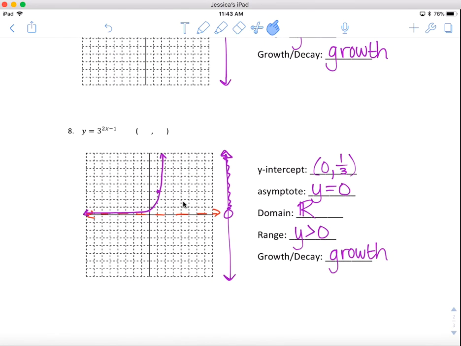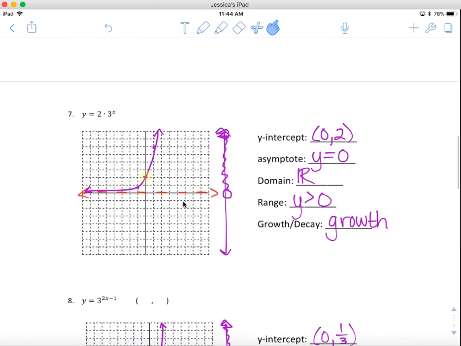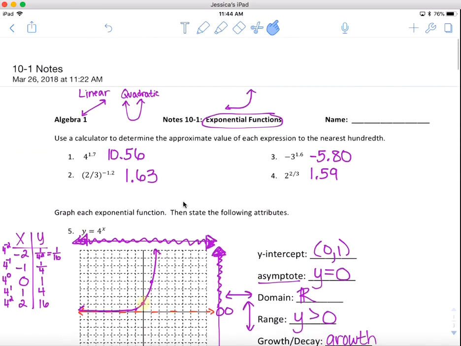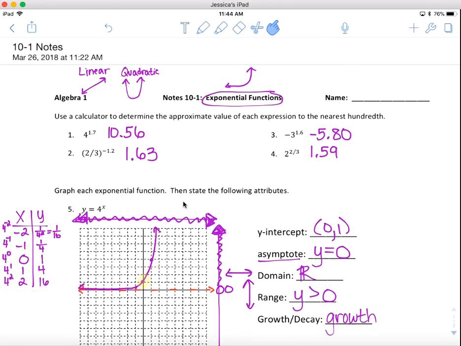Now that you've finished this video, pick up the homework and try the problems. They're almost identical to these, so use your calculator to graph them and then fill in the missing blanks.